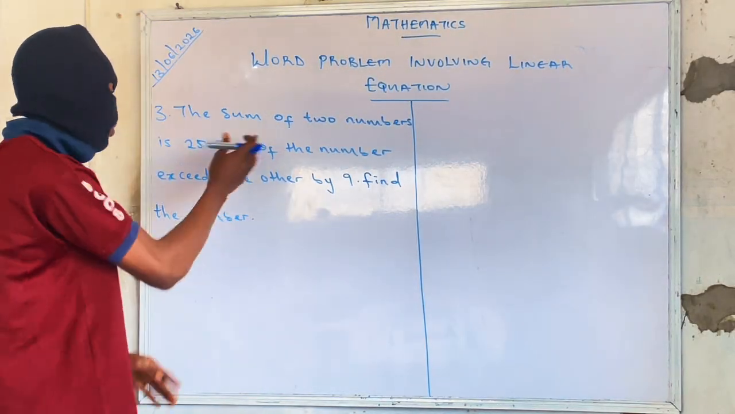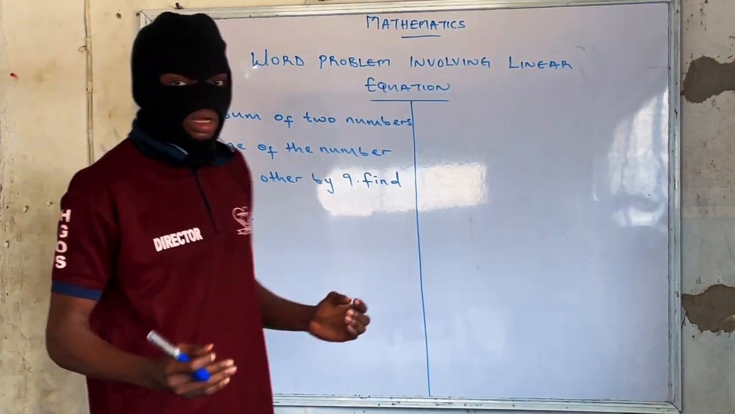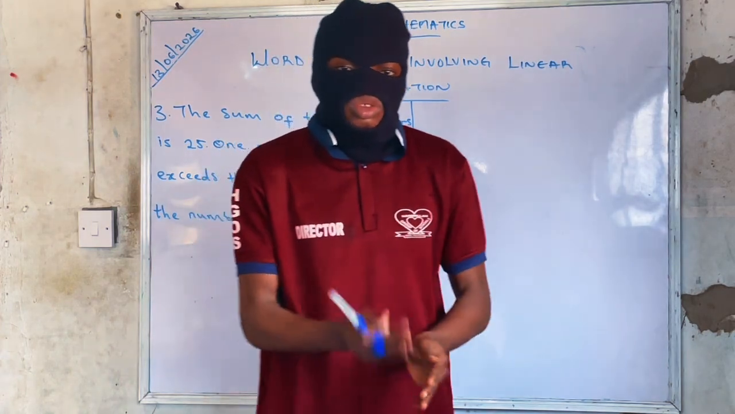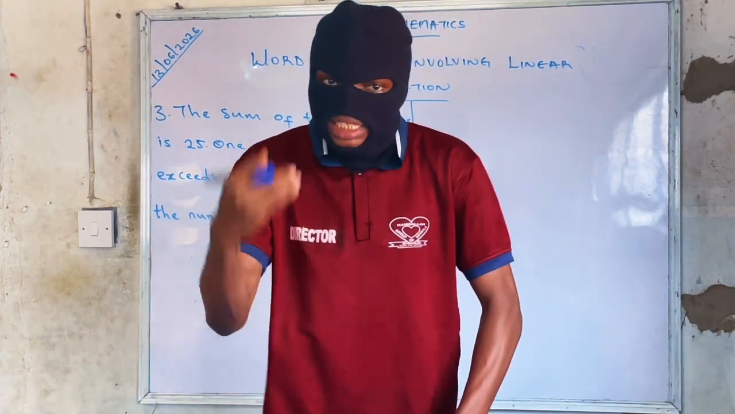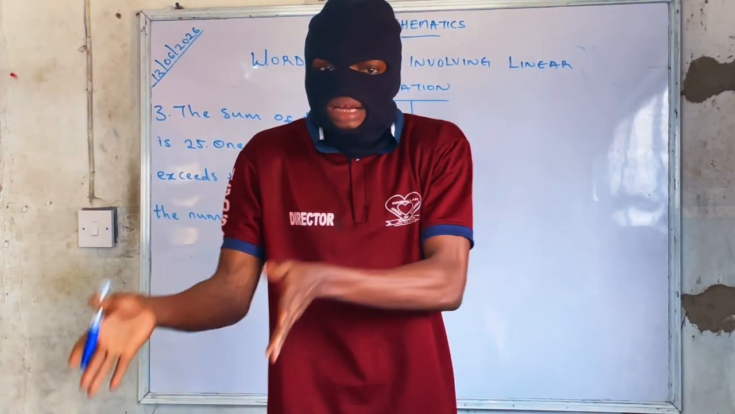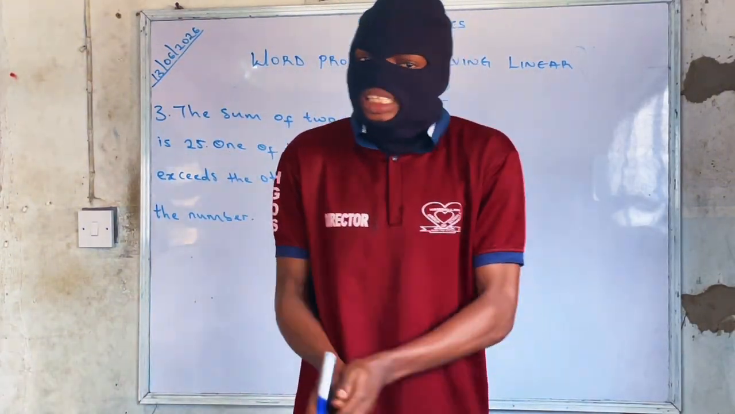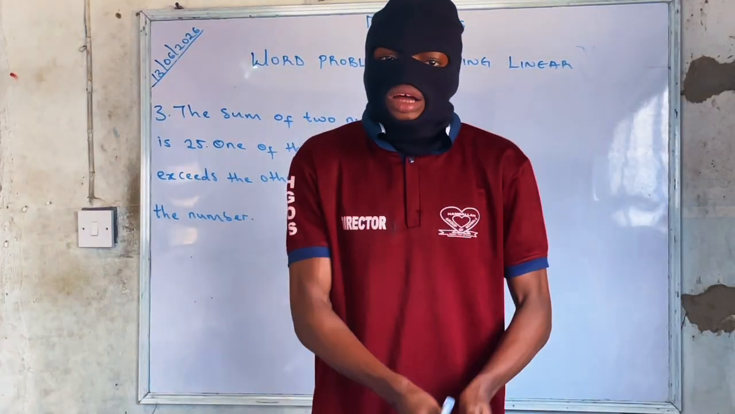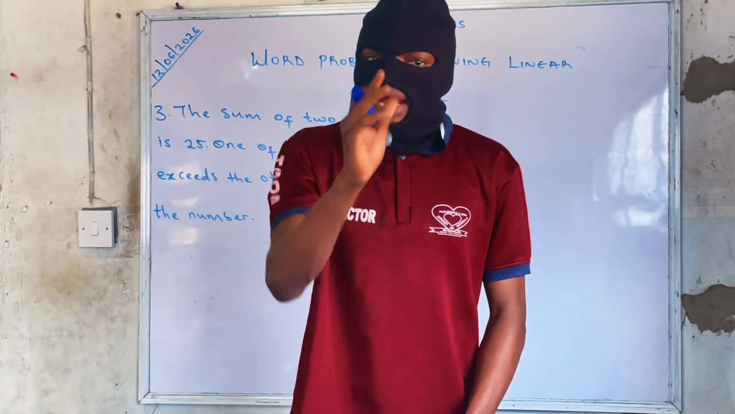You see that one of the numbers exceeds the other by 9. For example, let's say we have two numbers, 2 and 3, and 3 exceeds 2 by 9. It tells us that we are going to increase 3 by 9. We are adding them together. So the first number is 2, while the second number will be 3 plus 9, which gives us 12. So the two numbers are 2 and 12, because 3 exceeds 2 by 9.